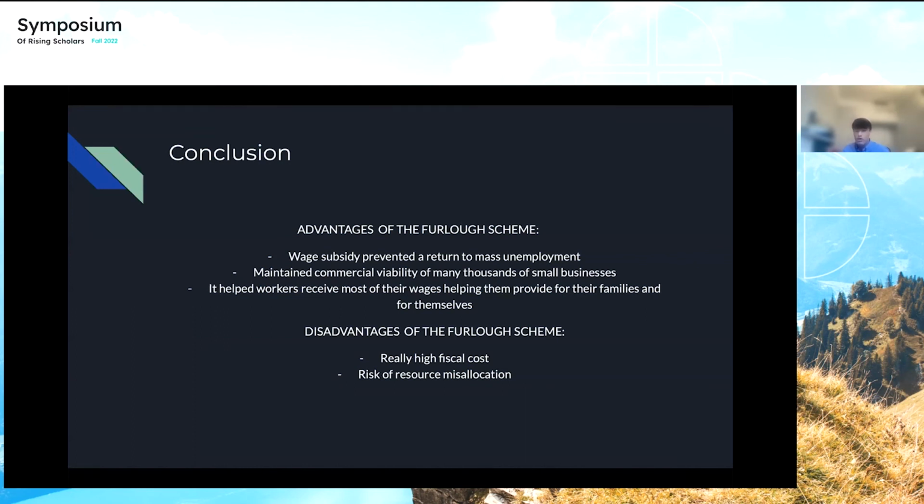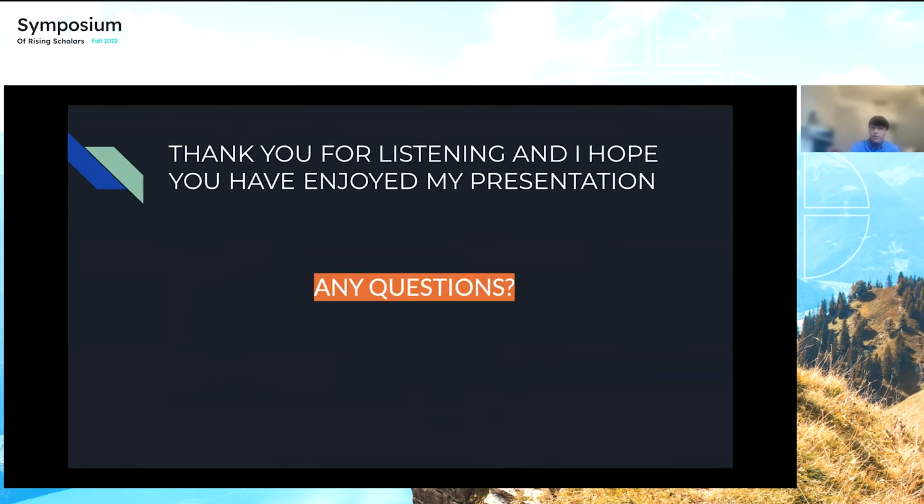In addition, there is also another disadvantage, which is a risk of resource misallocation, because some economists argue that the furlough scheme preserves at a very high cost jobs that theoretically are not coming back post-pandemic, preventing workers from being reallocated to growing sectors, which would have been more beneficial to the UK economy. These are my references, and thank you really much for listening to my presentation. I would be really happy to answer all of your questions.